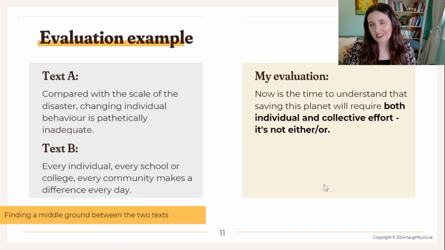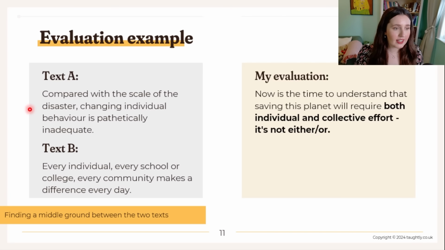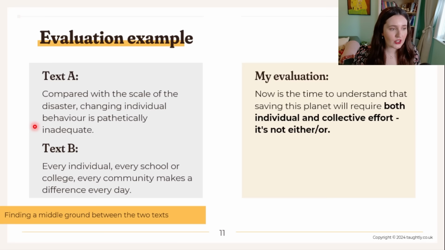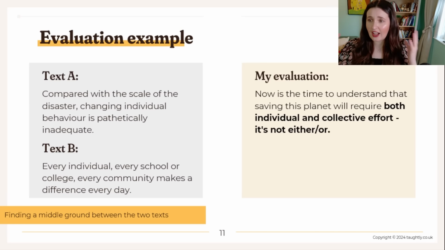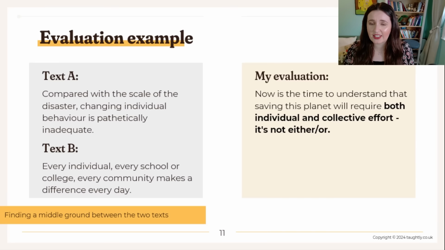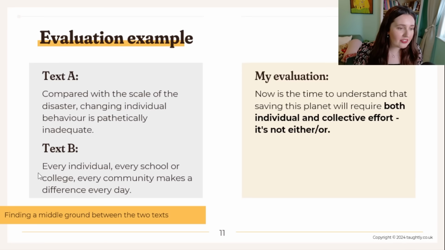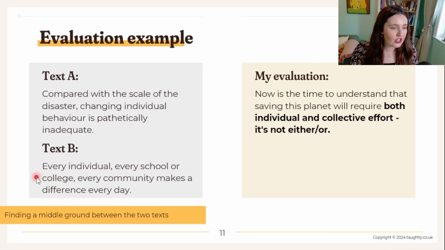Here's some evaluation examples for that past paper. Text A says, compared with the scale of the disaster, changing individual behaviour is pathetically inadequate. So the idea that actually climate change is so big that one individual can't do enough. It's pathetic to even try. It has to come on a big scale, otherwise it won't really work. Whereas text B says, every individual, every school or college, every community makes a difference every day.